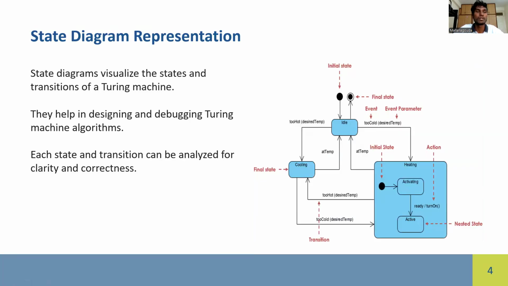State diagram representation. State diagrams visualize the states and transitions of a Turing machine. They help in designing and debugging Turing machine algorithms. Each step and each state transition can be analyzed for clarity and correctness. The initial state checks the desired temperature, and the final state activates heating or cooling, with transitions returning to the initial state.